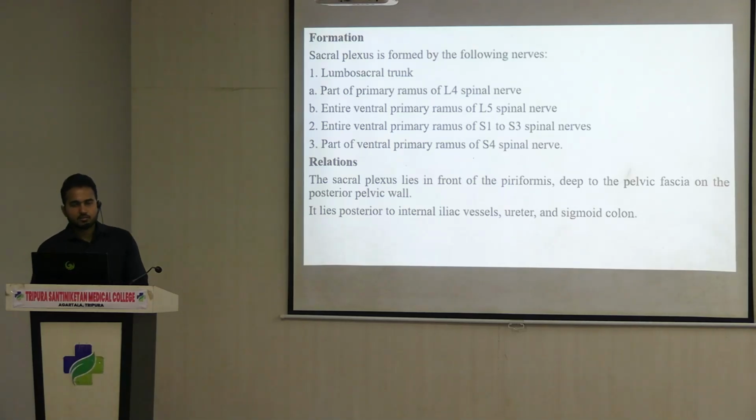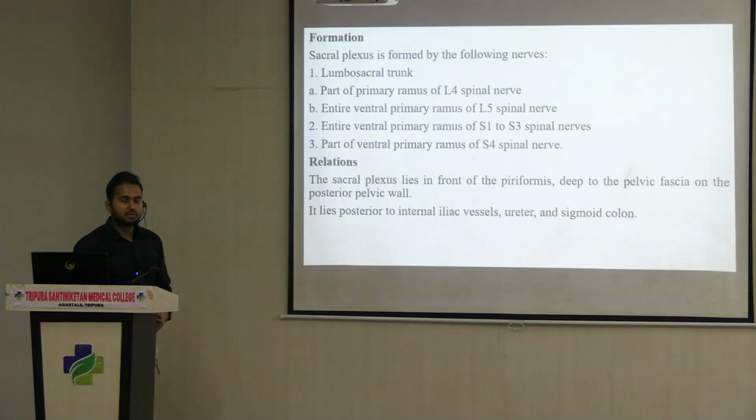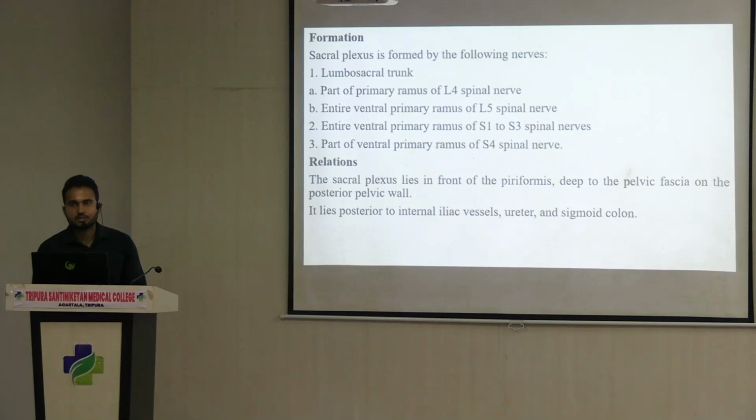Okay, now the sacral plexus is formed, as I said, in front of the piriformis, deep to the pelvic fascia on the posterior pelvic wall. Now there are some important relations of this particular sacral plexus. What are those? These are the internal iliac vessels, ureter and sigmoid colon. These are the important structures which are related to the sacral plexus.